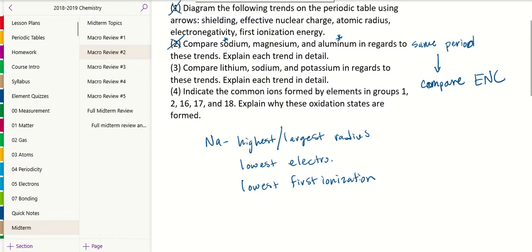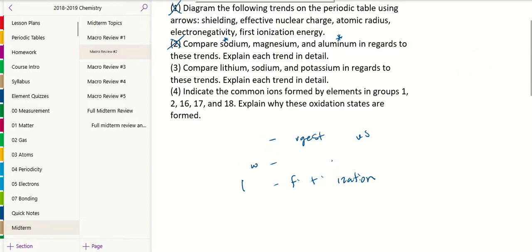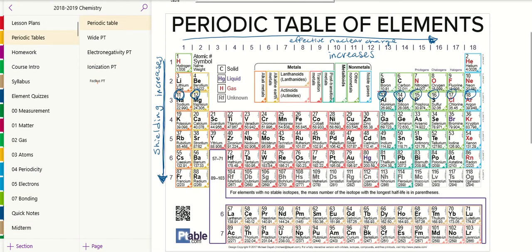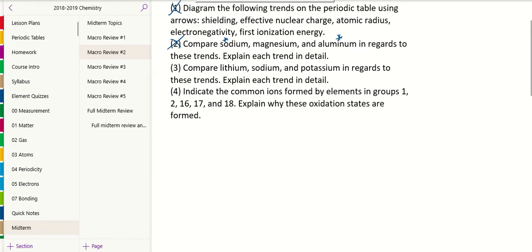All right, compare lithium, sodium, and potassium. Same group or same period? Jump back over to our periodic table. They're in the same group. So what are we comparing here? Comparing shielding. Which one has the most shielding?